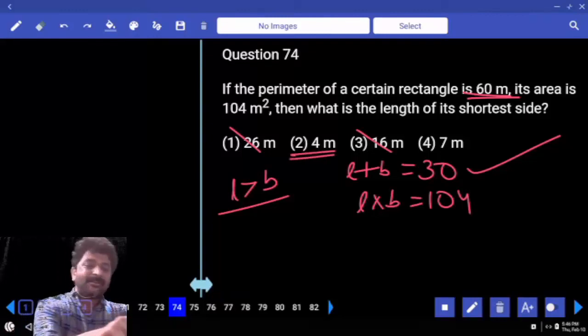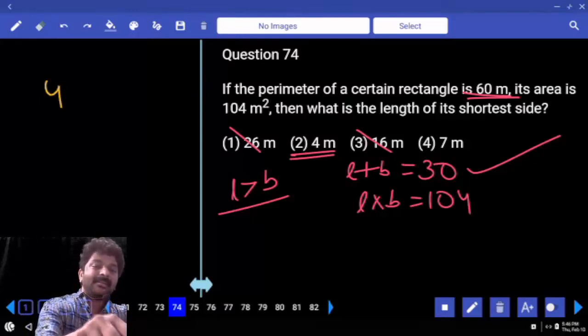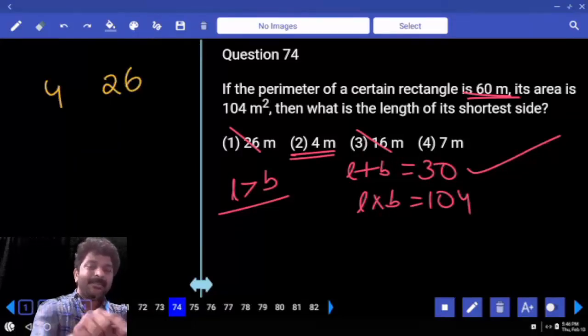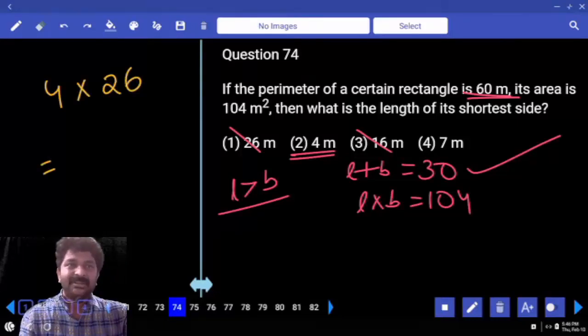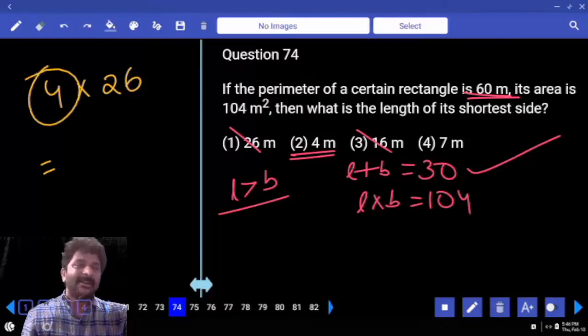If breadth is equal to 4, sum is equal to 30, then length becomes 26 only. Is area equal to 104, which is given in the question? Yes. 4, second option, final answer.